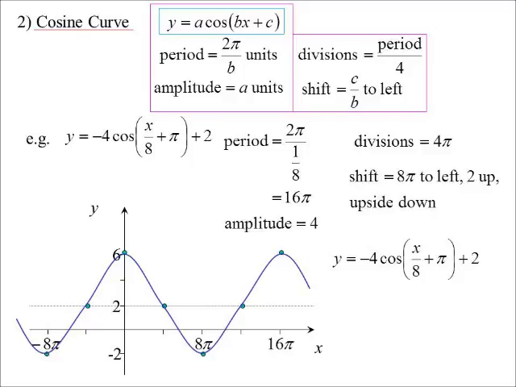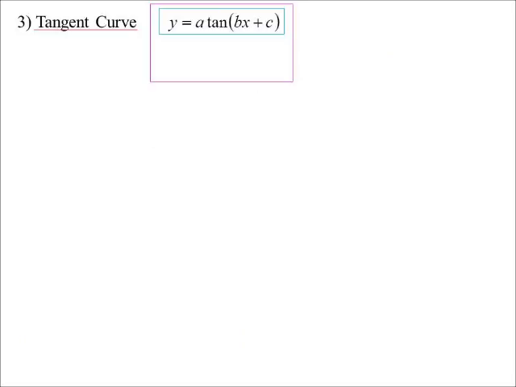All right, we can't leave tangent out, it'll get lonely. So let's have a look at a tan curve. So to generalise it, a tan bx plus c. The period is different for this one. If you remember back to our basic tan curve, it repeats every 180 degrees, or pi radians. So this one, instead of being 2 pi divided by b, it'll be pi divided by b for the period.